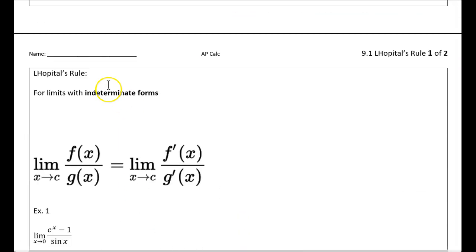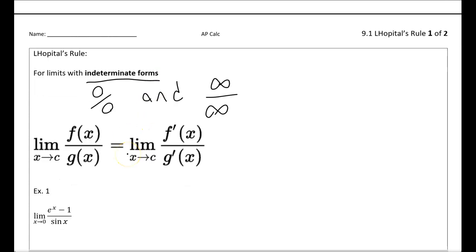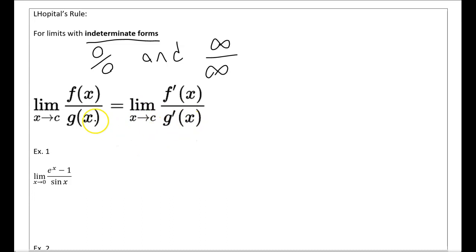Now, this rule is for all limits with indeterminate forms. There are two indeterminate forms. 0 over 0 is one, and another indeterminate form is infinity over infinity. So it makes sense that we call it an indeterminate form because both of these ratios don't really mean anything, right? So it's like infinity over infinity, if it were a number, it would be 1, but it's not. Infinity is not a number, it's a concept, right? So we have these two situations in which this rule is useful to us.